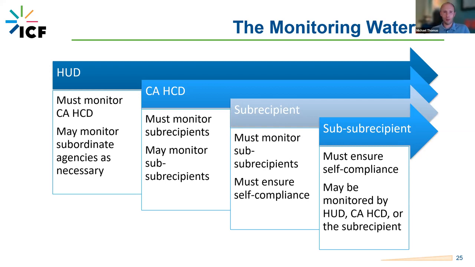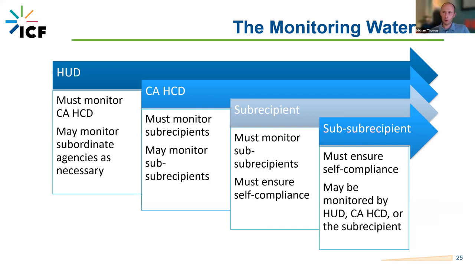So again, it's going to be risk-based, but they must monitor subrecipients and they may monitor sub-subrecipients as well. Just like HUD can go all the way down the chain, California HCD can go all the way down the chain too. They're going to monitor subrecipients, and then they are probably going to dig into records for some of the sub-subrecipients as well.